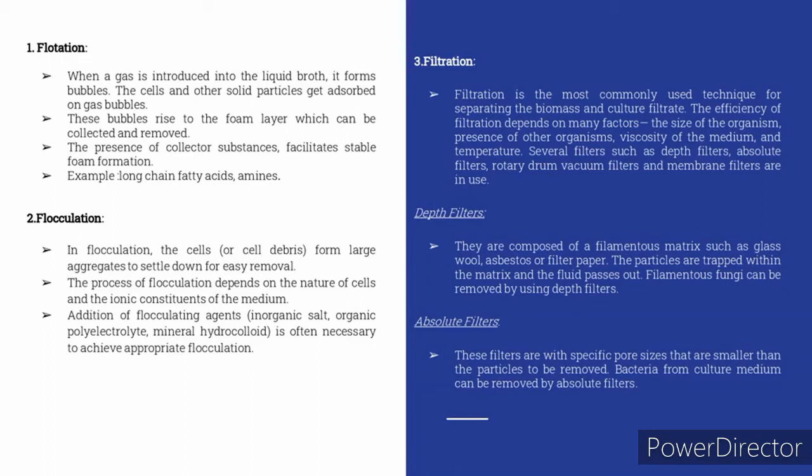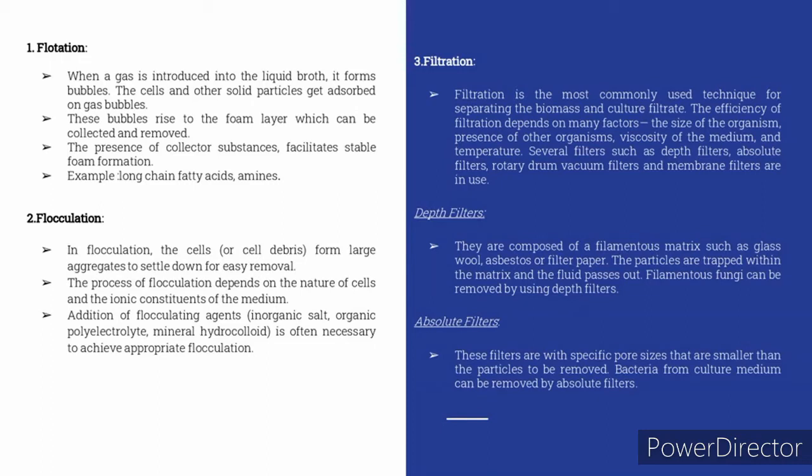So coming to the second one, it is flocculation, and flocculation is a mechanism in which the cells or the cell debris will form large aggregates which will settle down and that can be easily removed. The process of flocculation usually depends upon the nature of the cells and also the ionic constituents of the medium. Addition of flocculating agents like inorganic salts, organic polyelectrolytes, etc. is often employed in order to achieve appropriate flocculation.